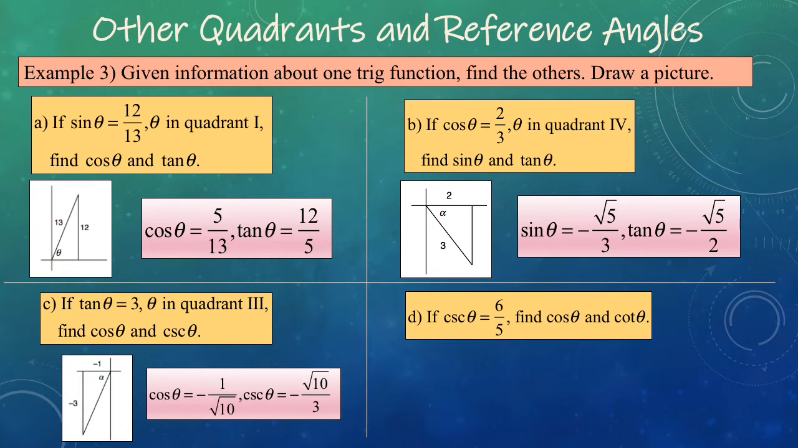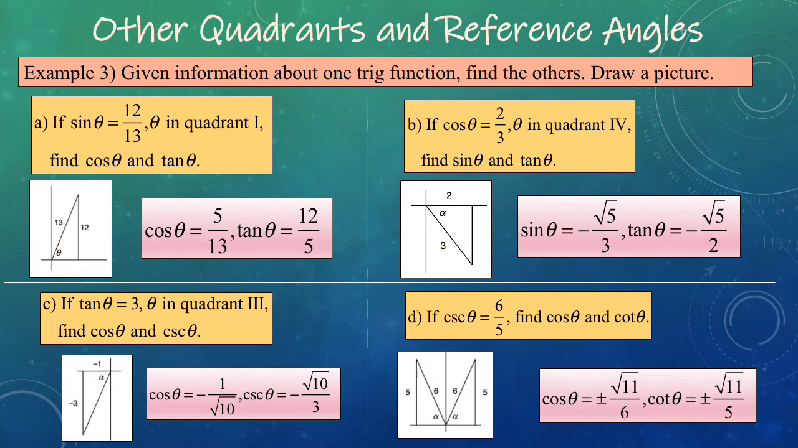In D, we are told that cosecant theta is equal to 6/5, and we would like to find cosine theta and cotangent theta. Notice in this problem, we are not told the quadrant. Since we do not know the quadrant, but we know that cosecant is positive, that means that sine theta is also positive, and that occurs in the first quadrant and the second quadrant.